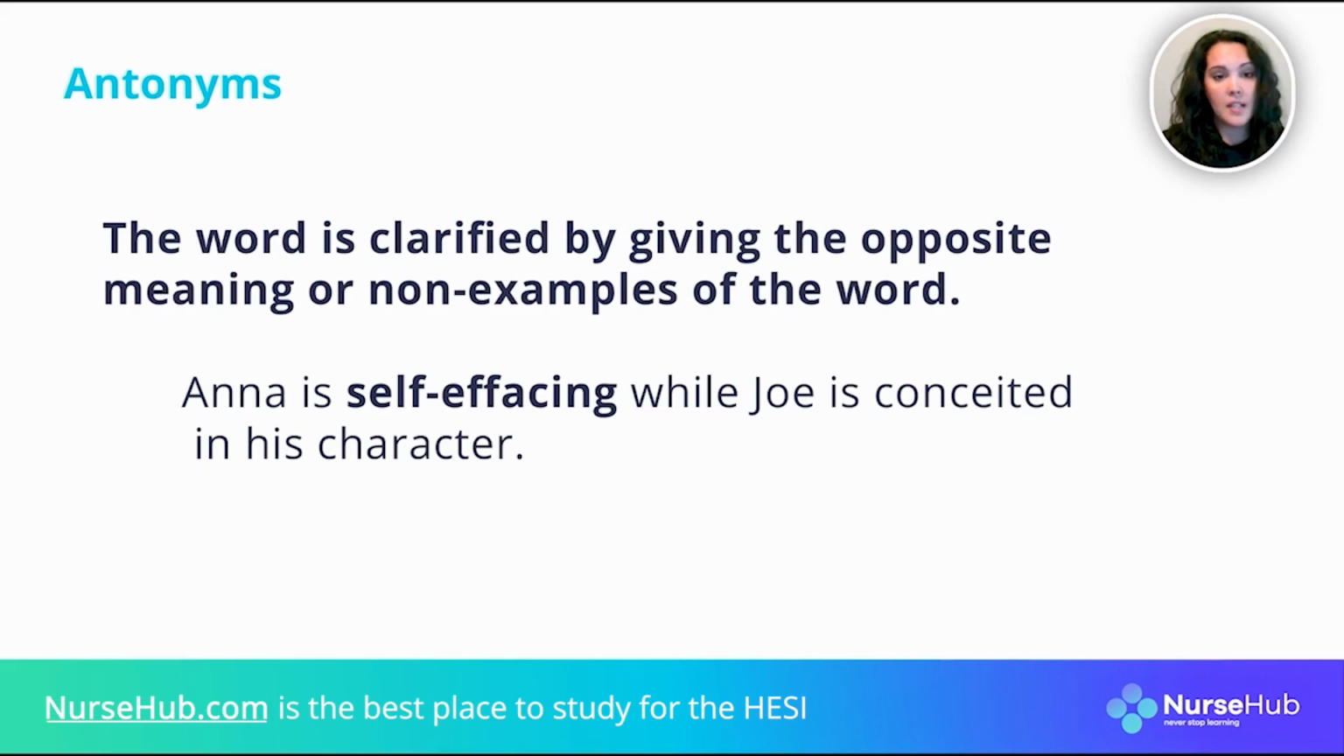So one person is conceited and the other self-effacing. Here the word while signifies a difference. So the adjective describing Joe, which is conceited, must be the antonym of the word in question. Being conceited is usually a negative thing, so I think that the word in question, self-effacing, will then be a positive word since we're looking for an antonym anyways.